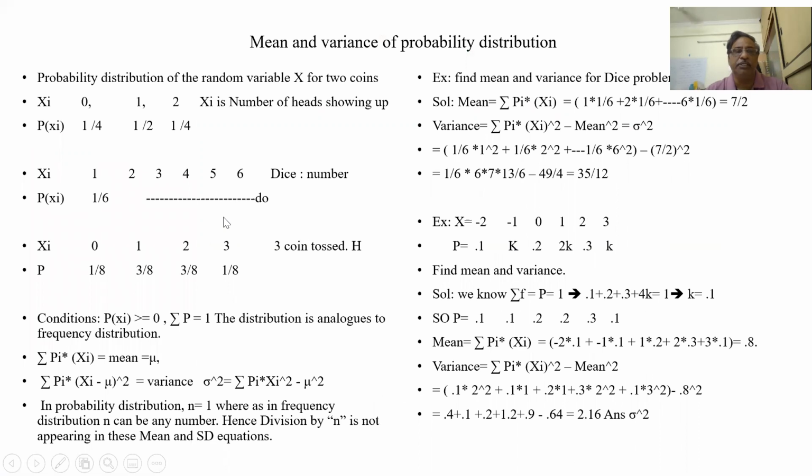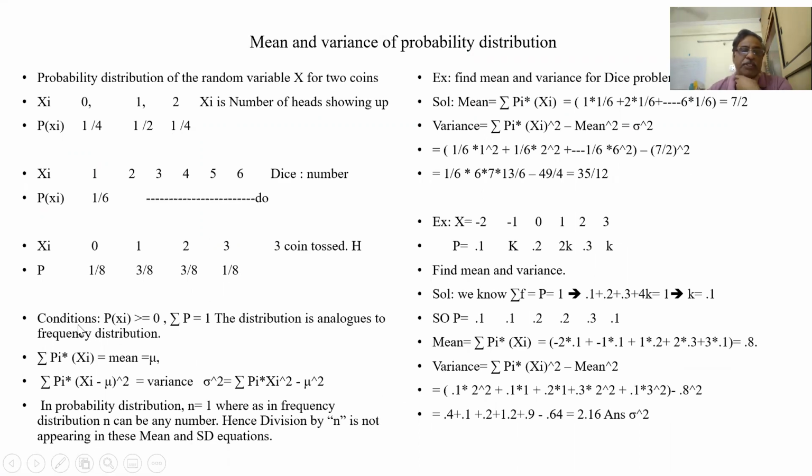So let us understand this variation. We have seen 1 by 4, 1 by 2, 1 by 2 for 2 coins; 1 by 8, 3 by 8, 3 by 8, 1 by 8 for 3 coins. For a dice, it will be 1 by 6, for 1 appearing on top, 2 on top, 3 on top, 4 on top. So this is the random variable, and this is the probability distribution, and the sum of the probability distribution is 1. You add all of these, 1, 3, 6 plus 2, 8 by 8, that is 1.